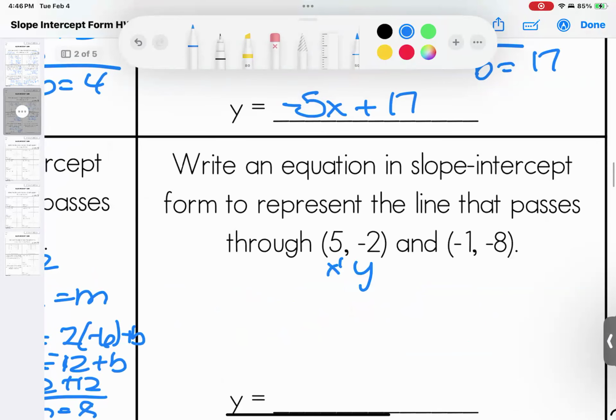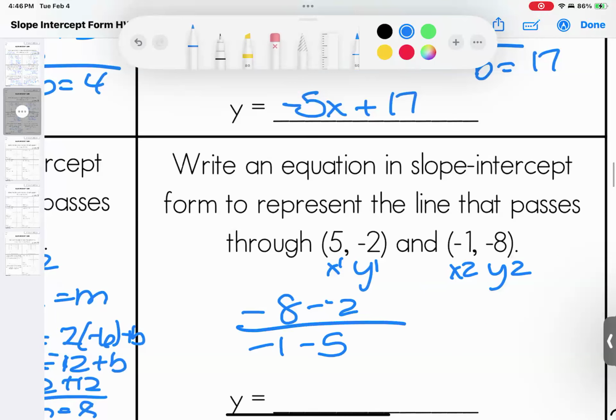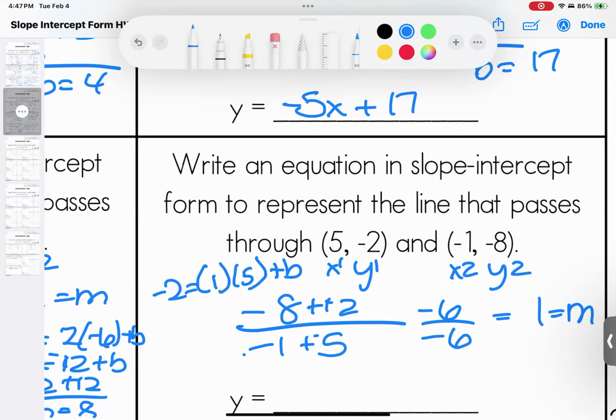x1, y1, x2, y2. -8 minus -2 over -1 minus 5. Keep change. It becomes -6 over -6, which becomes +1. Remember, if the signs agree, it's a positive experience. So y equals mx plus b. Y equals mx plus b minus 5, minus 5. -7 equals b.